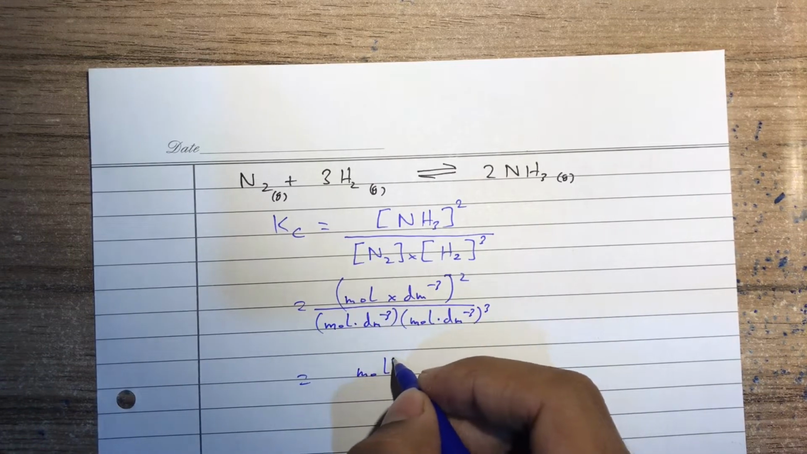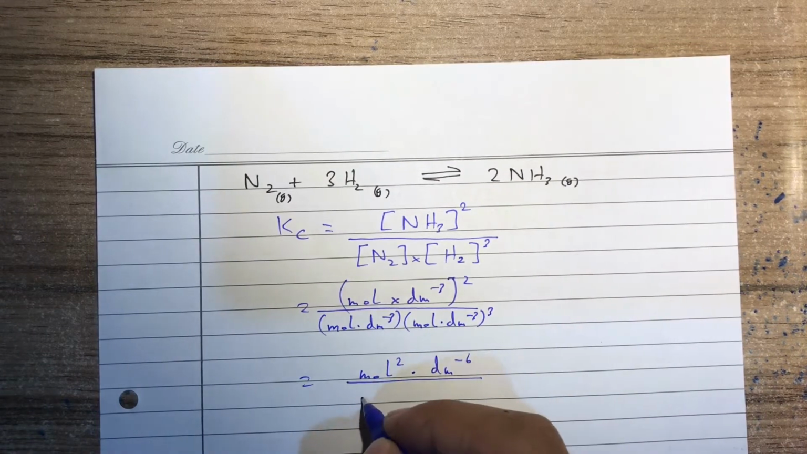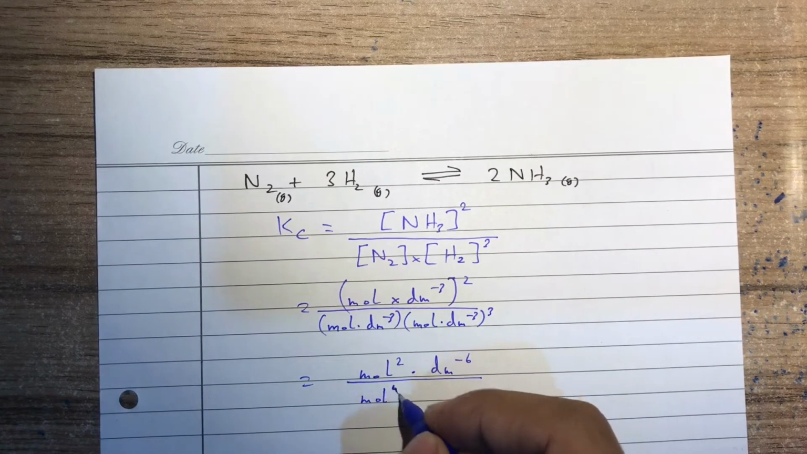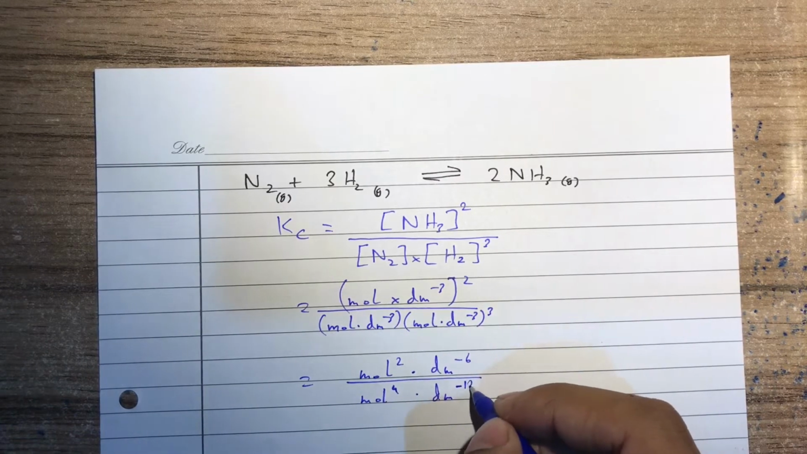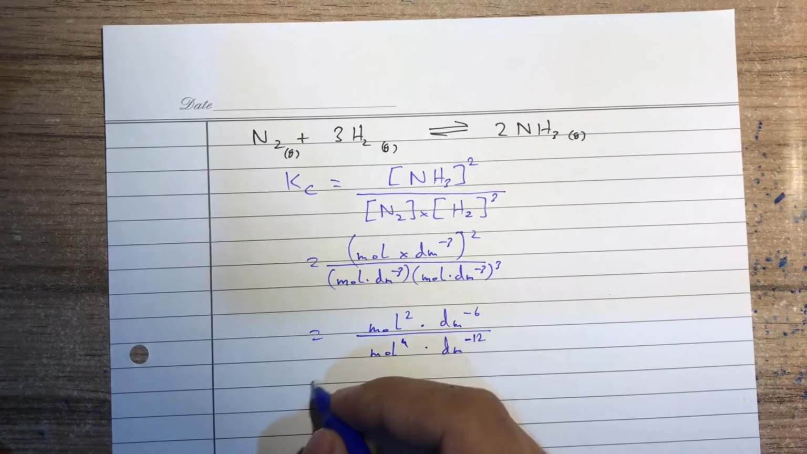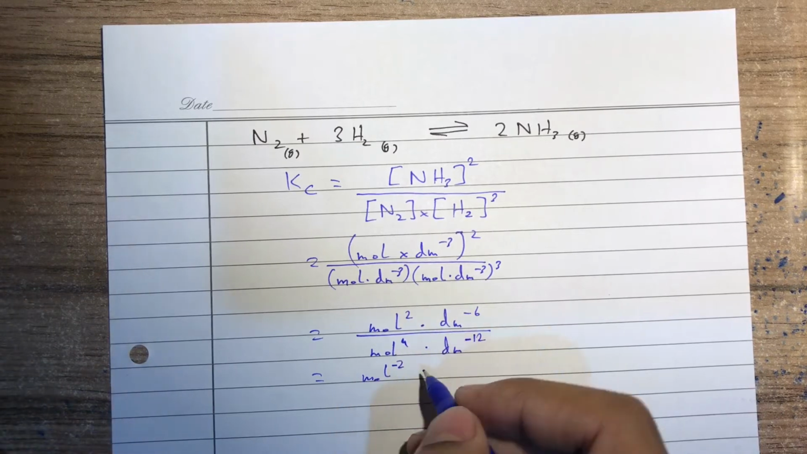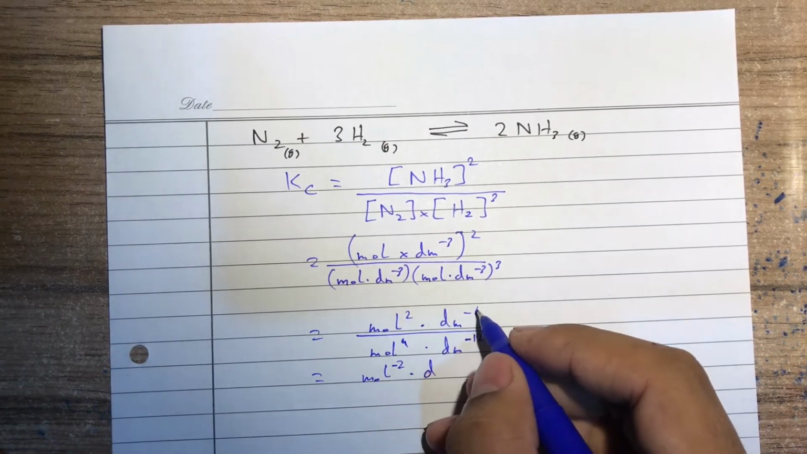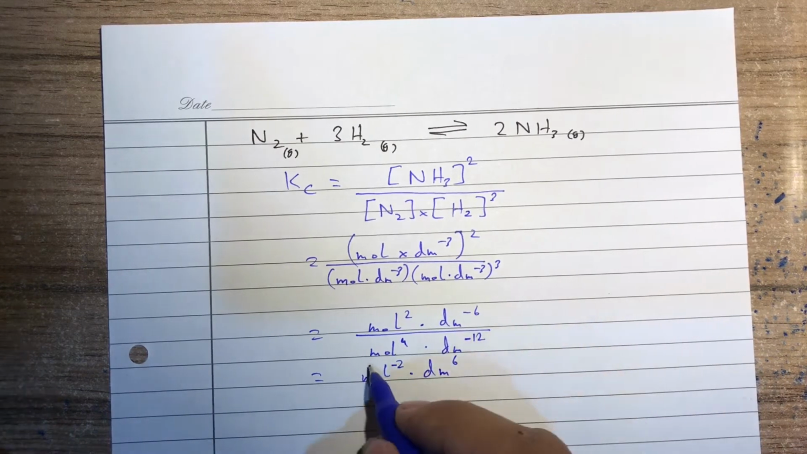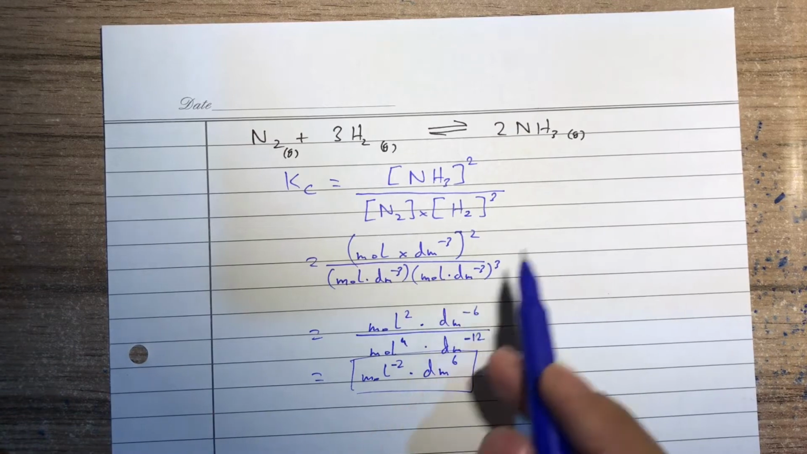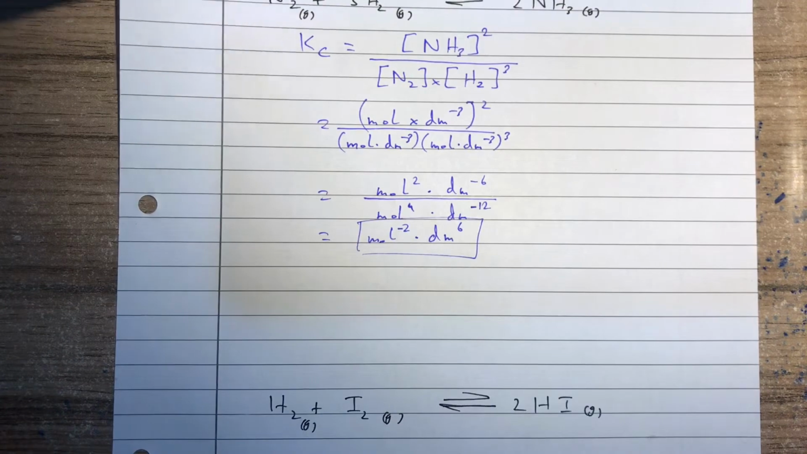This will become mole^2 dm^-6 upon mole^4 dm^-12, that is -9 and -3, so -12. So if you take these above, this will become mole power 2 minus 4, so minus 2, and then dm power negative 6 minus minus 12, so that will be 6. So this will be the unit for the Kc in this reaction. So that's how you'll find the units for Kc.